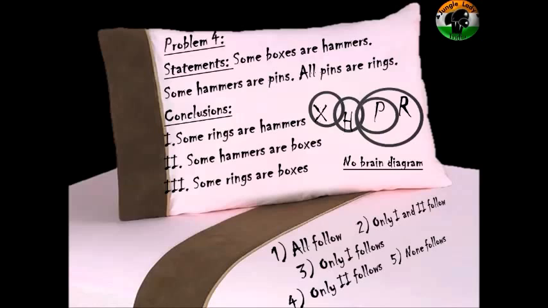Third one is some rings are boxes. R and X. For the third conclusion, if you observe, X is separate, R is somewhere separate. So there is no intersection, so obviously no some relation between boxes and rings. So third conclusion is wrong. So the answer is only 1 and 2 follow.